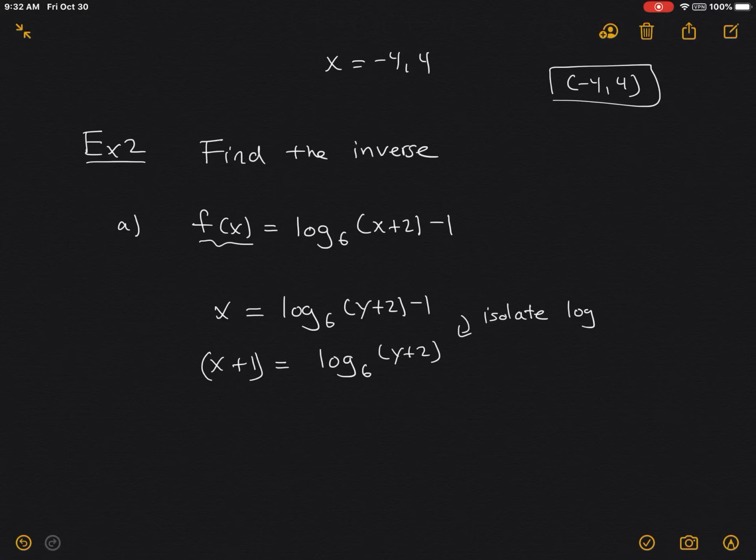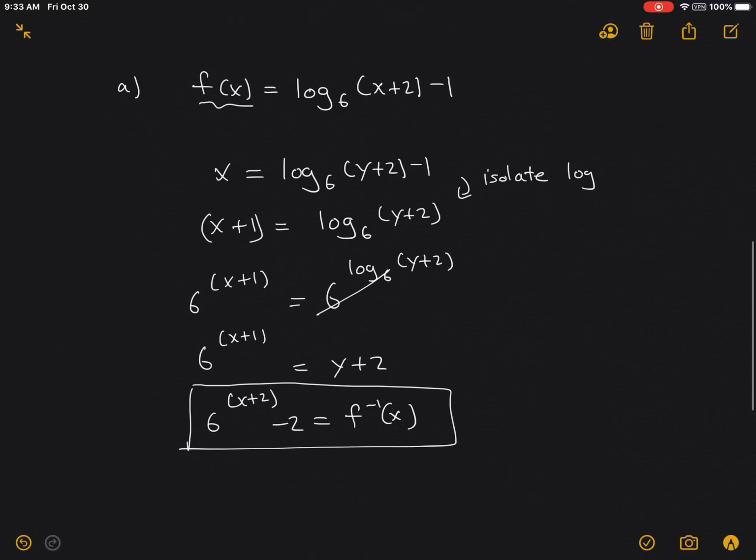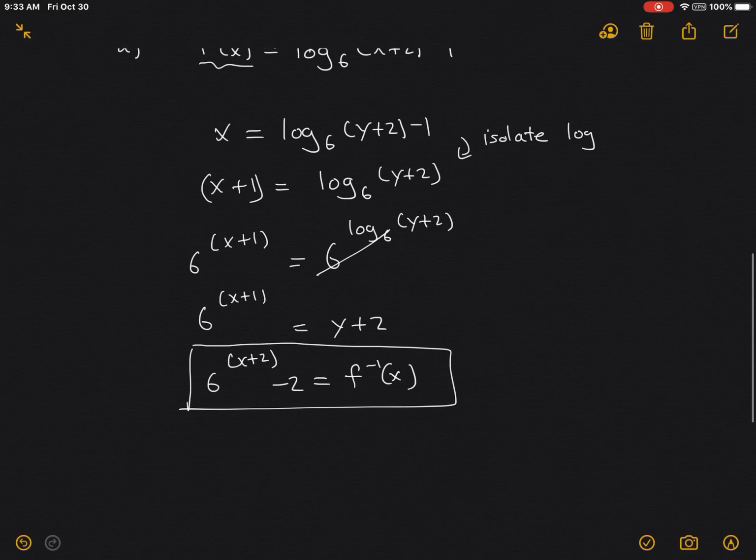And so to get y by itself, don't divide by the word log, okay? A lot of students think log is a variable. It's not. You want to exponentiate both sides by base 6. That's the only way to get something in the argument within a log by itself, okay? So now you have 6 to the x plus 1 is equal to y plus 2. And of course you could just move that 2 over and now call it f inverse of x. And that's how you get the inverse, okay?